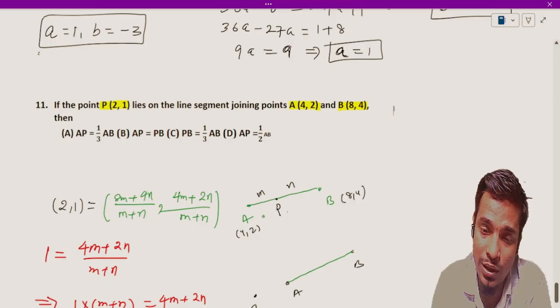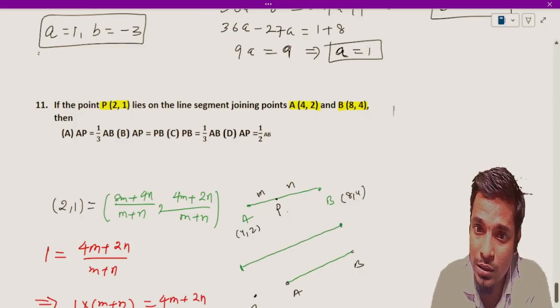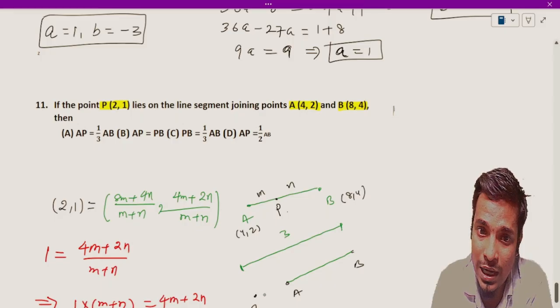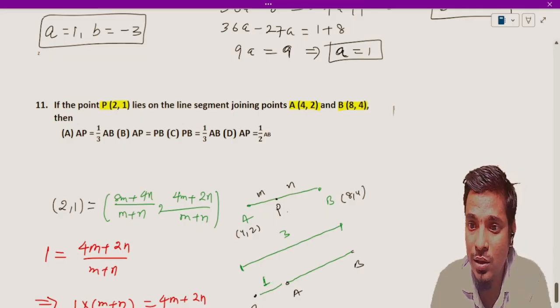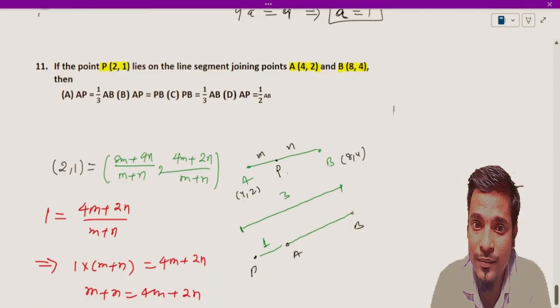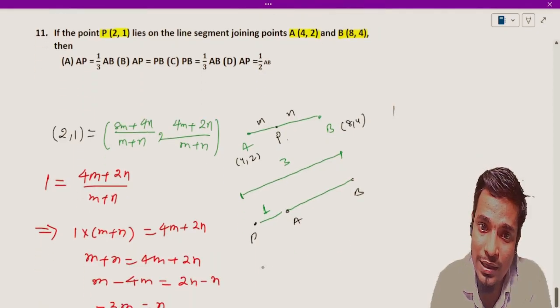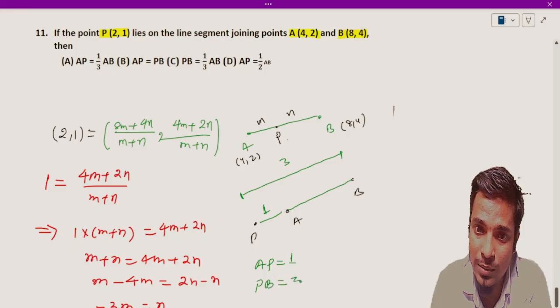Which is nothing but, as we got, m ratio n is what? 3 ratio 1, right? So this is 3 and this part is 1, right? So from here we can say that AP is equal to 1 part, PB is equal to 3 part.